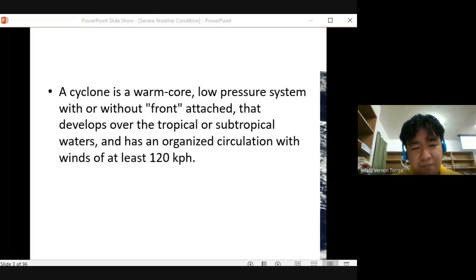Sorry, it's the other way around. When there's a front, not no front. When the cyclone, typhoon, or hurricane has a front, it is called a nor'easter. That's what you call nor'easters. These nor'easters are also called extratropical cyclones.